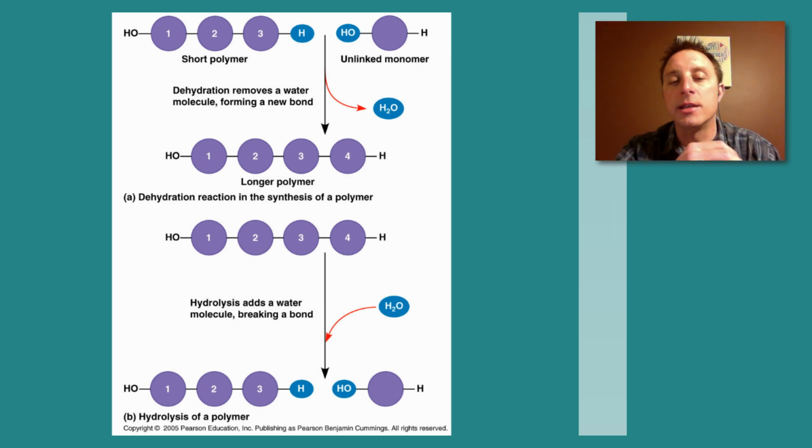The other reaction is the exact opposite, and that is hydrolysis. In these reactions, a polymer is broken down into its monomers. And it's the exact opposite. Instead of taking a molecule of water out, a molecule of water is added in. Okay, so dehydration creates a polymer. Hydrolysis breaks that polymer down into the monomer.